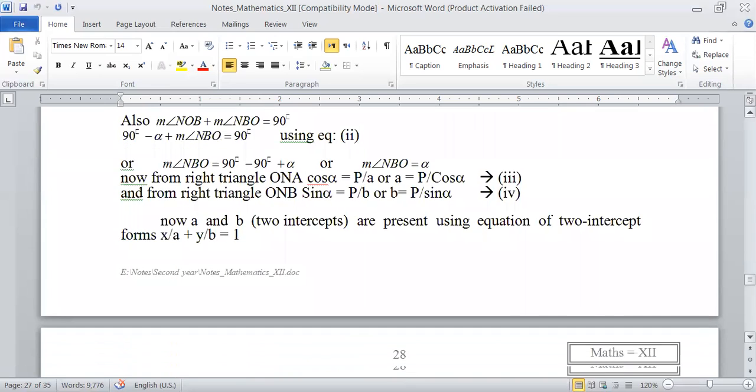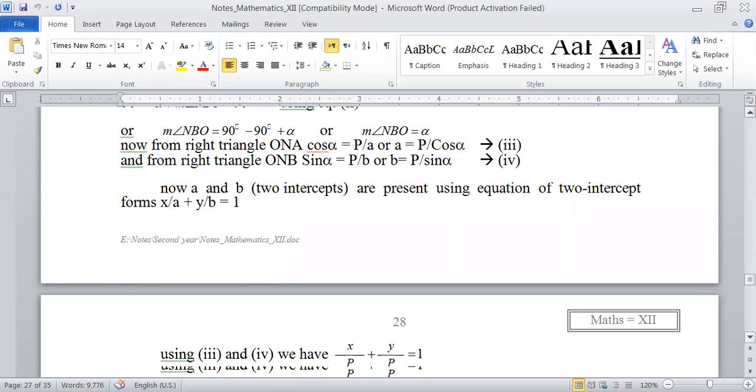और राइट एंगल ONA से हम लिख सकते हैं cos alpha is equal to rho upon a, या हम लिख सकते हैं a is equal to rho upon cos alpha. और ट्राइंगल ONB से हम लिख सकते हैं sin alpha is equal to rho upon b या b is equal to rho upon sin alpha.